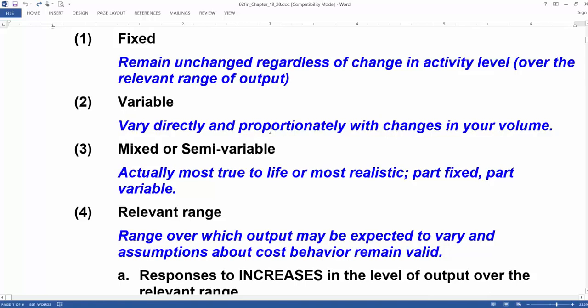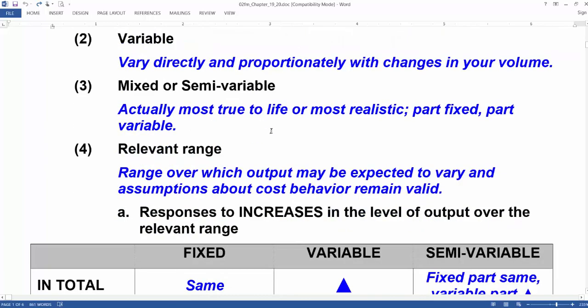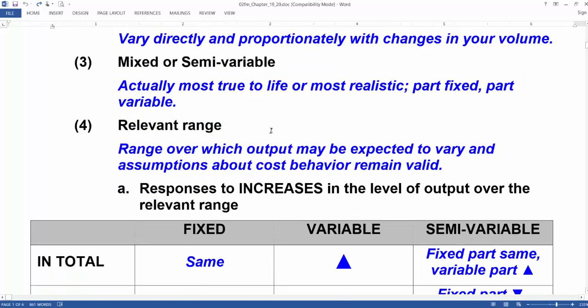So here's something to take note of, because it doesn't come out exactly like you'd think it does. If we produce more product, then our total fixed costs will remain the same, but our variable costs will increase. That's because we're talking about how they behave in terms of their definition. If it's semi-variable, the fixed part will stay the same, but the variable part will want to go up.